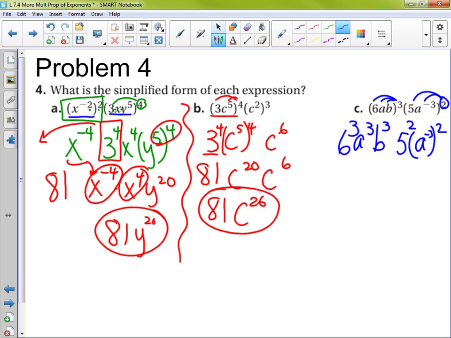6 to the 3rd power. 6 times 6 is 36. 36 times 6 is 216. 216, a^3, b^3. 5 to the second power is 25, and a^-3 to the second power is a^-6.